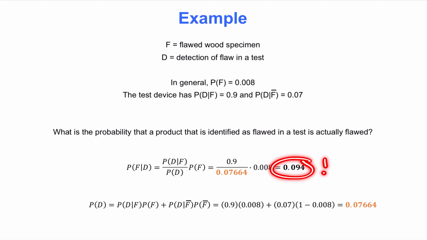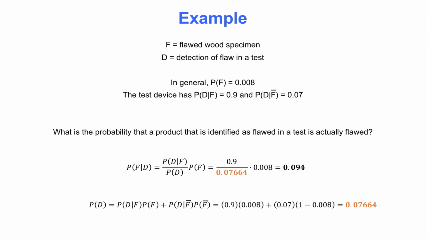This may appear puzzling, because the test device just raised the flag for this specimen. This is like going to the doctor to take a test, with the test coming back positive. The probability of actually having the condition that was tested for may still be small, like 10% in this case. This is one reason why the modern medical doctor is trained in the understanding of Bayes' rule.